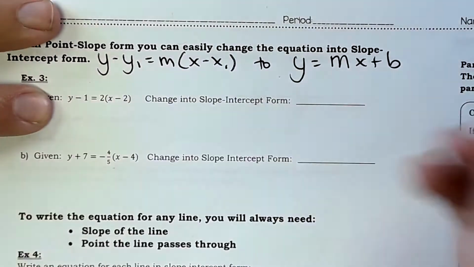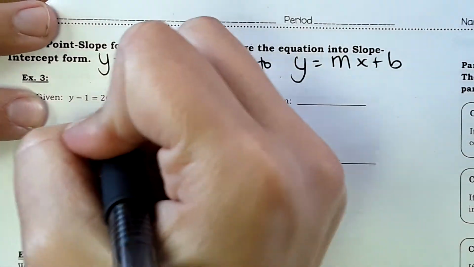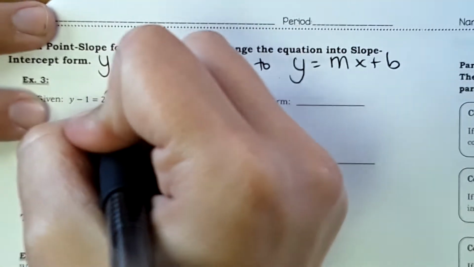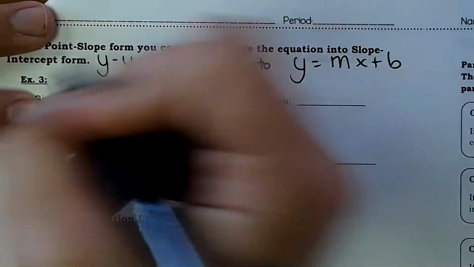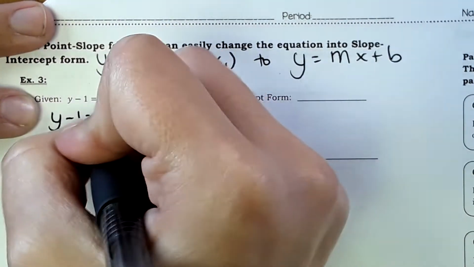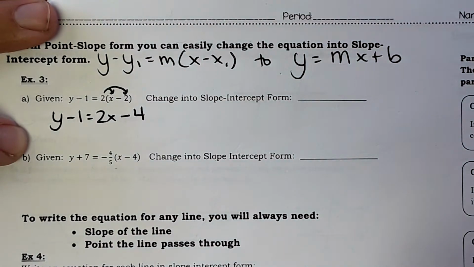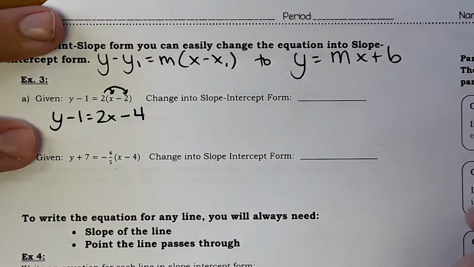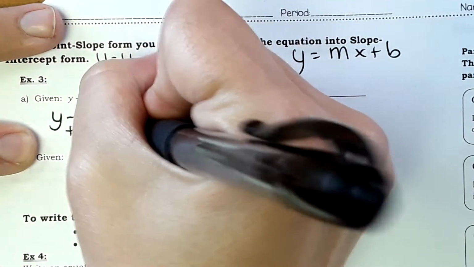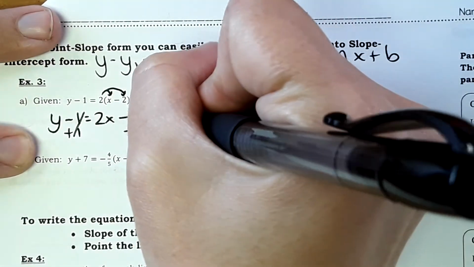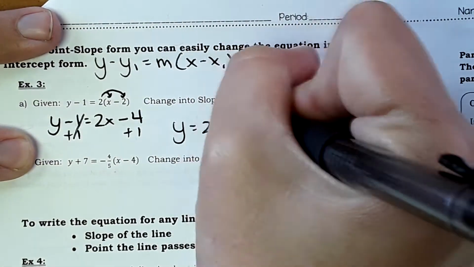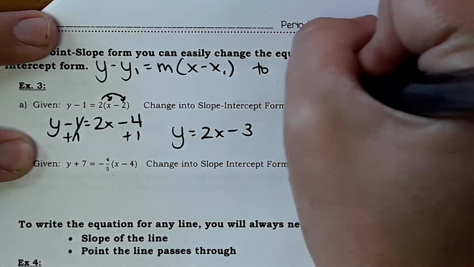So given this, first step I would need to do is distribute the 2 to both of those numbers. So y minus 1 equals 2x minus 4. And then to get y by itself, I'll add 1 to both sides. And y equals 2x minus 3. And there we have it.